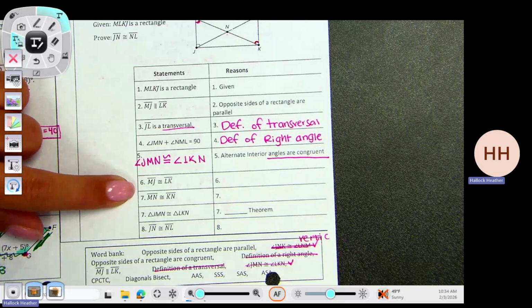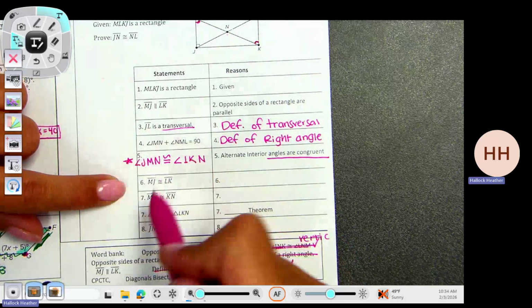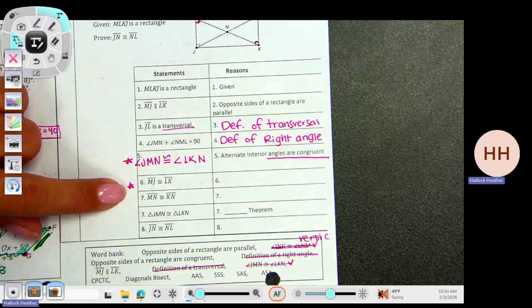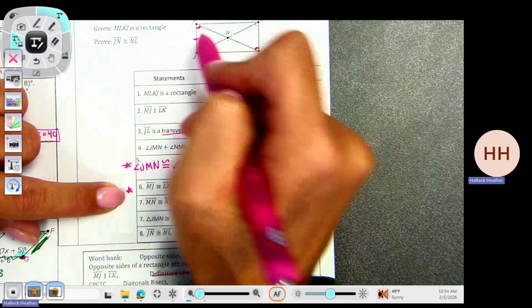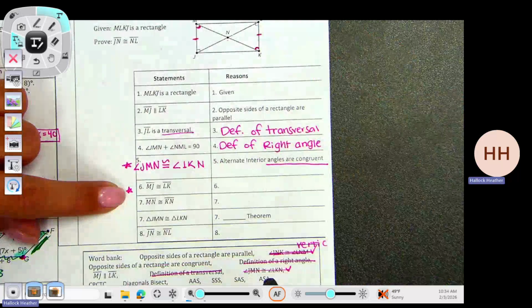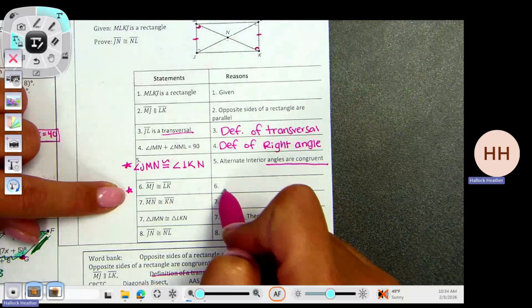The next one is a congruency statement, so we mark it on our picture. It says MJ matches LK. That's because opposite sides are congruent.